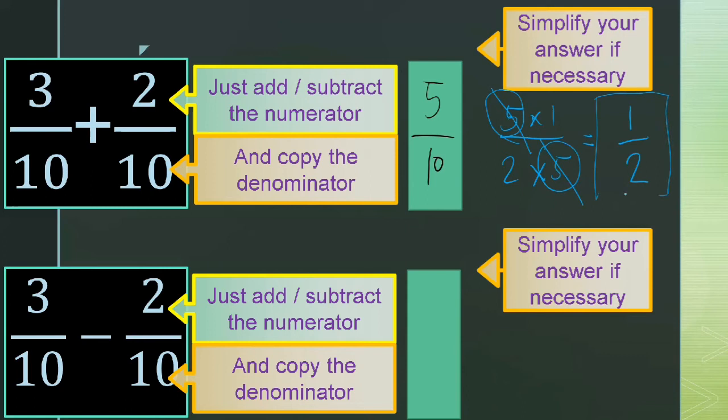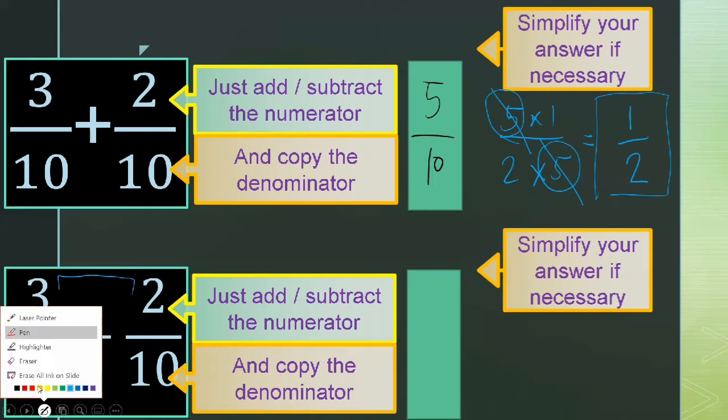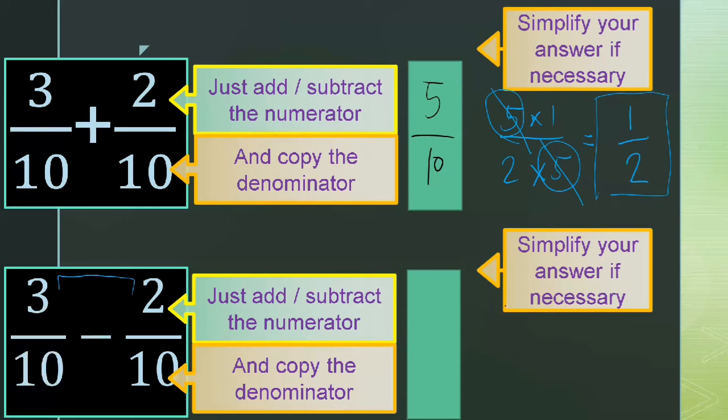Okay, next, we move to subtraction. So, sa subtraction naman natin, let's try to subtract the numerator. 3 minus 2 is equal to 1. And then, copy the denominator, which is 10. So, this one is the final answer. So, hindi na natin siya masisimplify dahil ang common factor lang naman nila ay 1. So, therefore, the answer will be the same, which is 1 over 10.